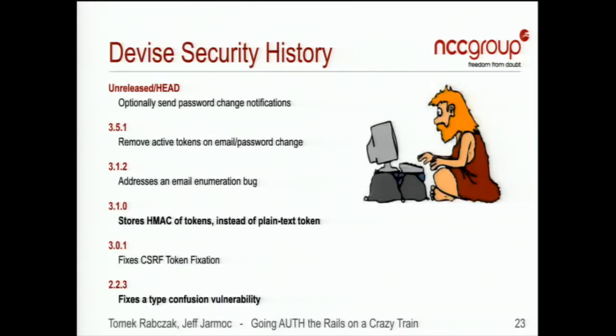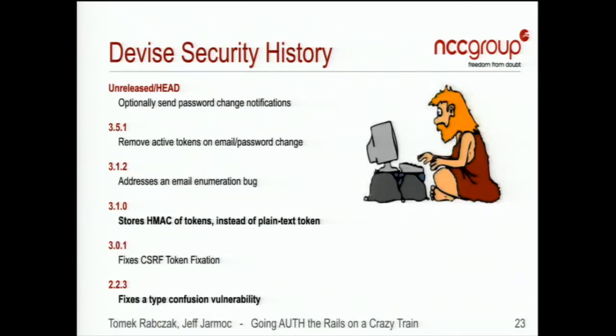Over the years, we've had things like disabling tokens that are outstanding for password reset when the user changes their email or password. There was an email enumeration bug a little while ago. In 3.1.0, I've got this bolded, they no longer store reset tokens as plain text. They store an HMAC of the token, which is something that's really good. If you end up with a SQL injection vulnerability or something like that where I can read the contents of the database, there's no longer a token there that will allow me to reset a user's password in plain text, because it's stored as an HMAC. So that's a big improvement, and that's something that can be really easy to overlook.